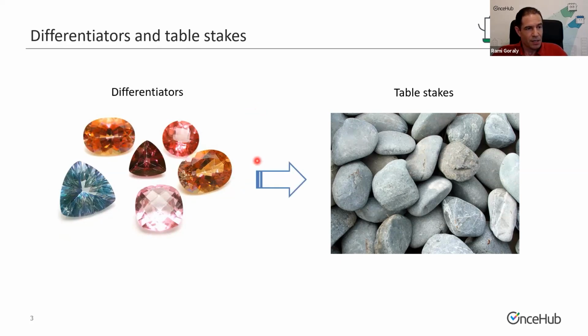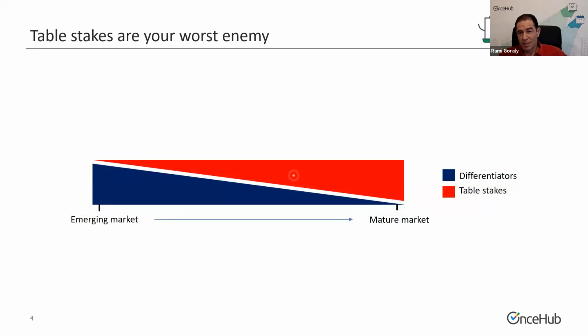Now, there is a movement between differentiators and table stakes. So at the beginning, a new feature can be a differentiator. The market gets excited about it. But after some time, other competitors include it and the market comes to expect it, and it moves into the table stake bucket. So there's always a movement between differentiators and table stakes. The question is, how long can the differentiators live before they become table stakes? So table stakes are your worst enemy when planning a minimum viable product.